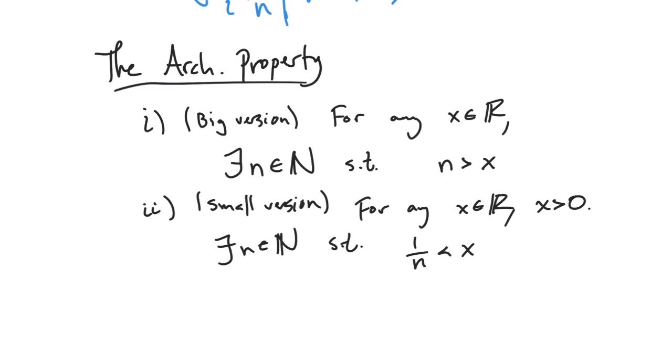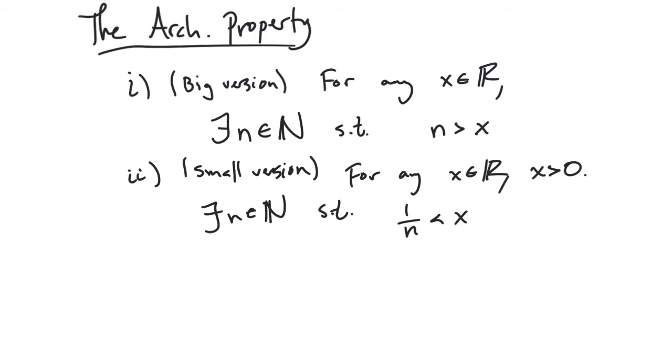So this one, you want to imagine that x is something really close to 0. No matter how close it is to 0, there's still going to be some fraction, 1 over n, which is smaller than x. All right, this is the small version of the Archimedean property. These are both statements about where the natural numbers live. There are really big ones, and if you take the reciprocals, they're super small, right?